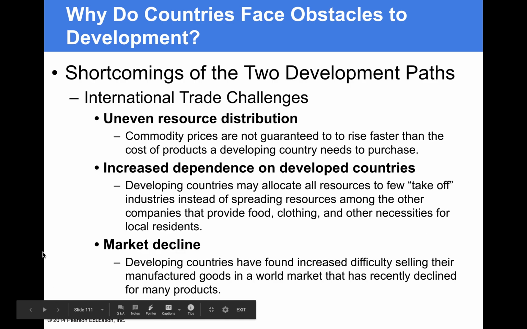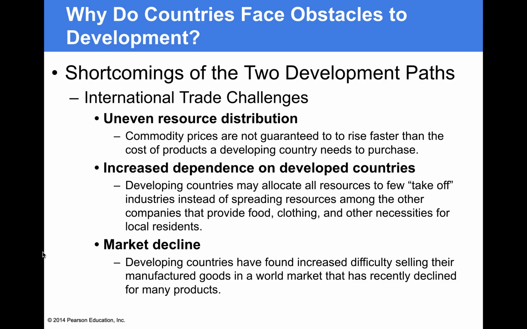International trade also has some struggles for less developed countries. There's uneven resource distribution. Some countries in the world have more resources than others. Commodity prices are not guaranteed to rise faster than the cost of the product in a developing country. And then also there's preference change. So preferences change quickly with pop culture.